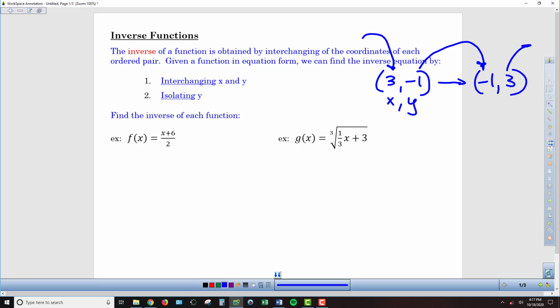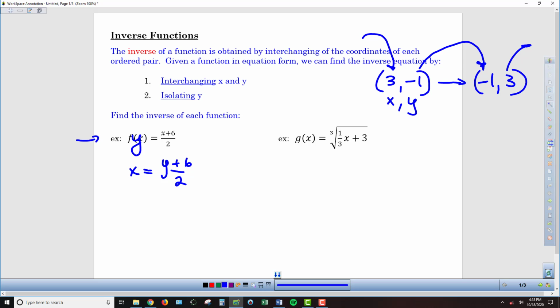So if we want to find the equation of the inverse of a function, say for example f of x equals (x plus 6) over 2, remember f of x is like y here, so y equals (x plus 6) over 2. To find the equation of the inverse function, I'm just going to flip-flop the x's and y's and then solve for y. So I'm going to have x equals (y plus 6) all over 2. And now I just need to solve for y.